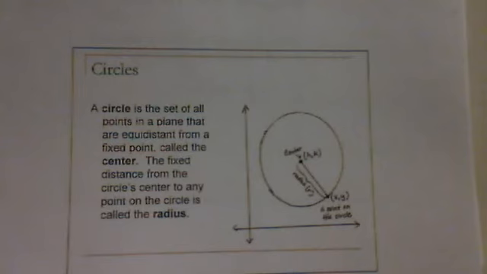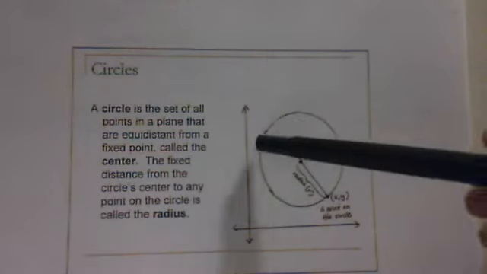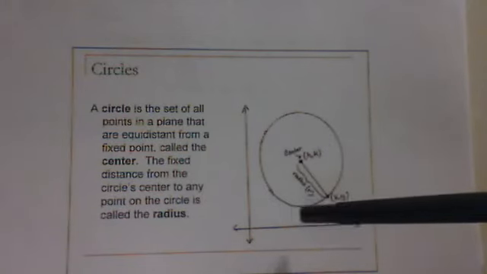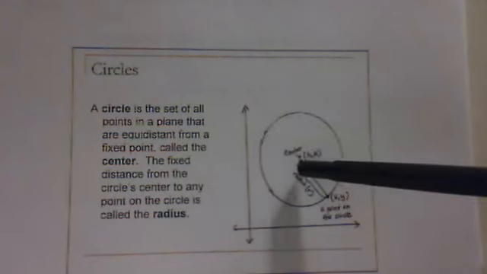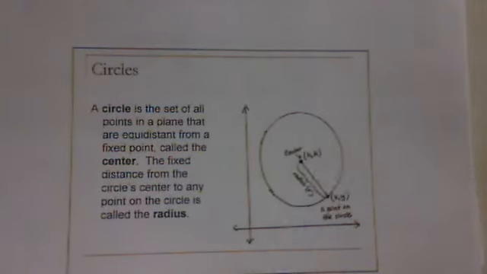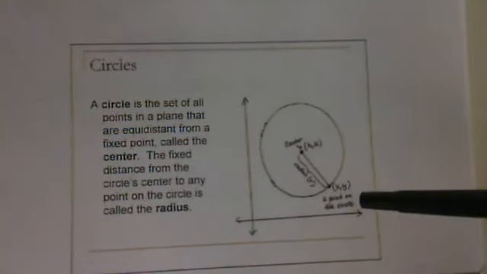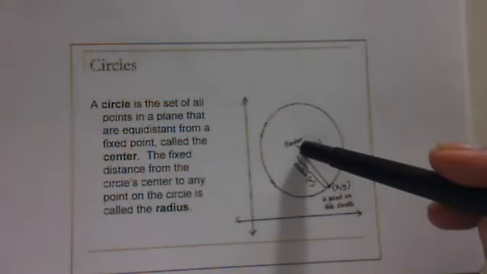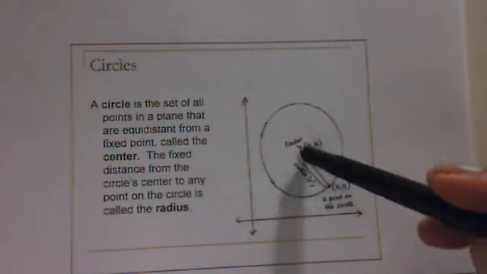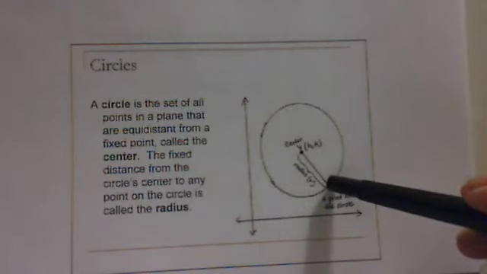Here is an illustration of a circle, and that circle consists of the set of all the points in that plane that have the same distance from this fixed point that you see here, and that fixed point is called the center of the circle. The fixed distance from the circle's center to any point on that circle is called the radius. So this line segment from the center of the circle to a point on the circle is called the radius.